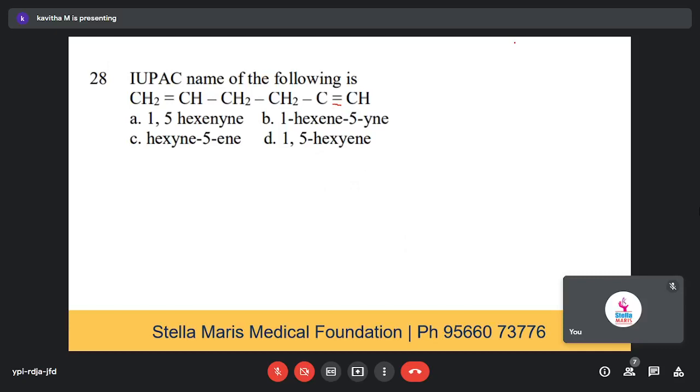See, the numbering should be right to left, but you should end with ene. So the answer here: 6 carbons are there, so it is hexene. But yne is at one position. So hex-1-yne-5-ene. So that is C. Here the one number is missing. That is hex-1-yne-5-ene is the answer.